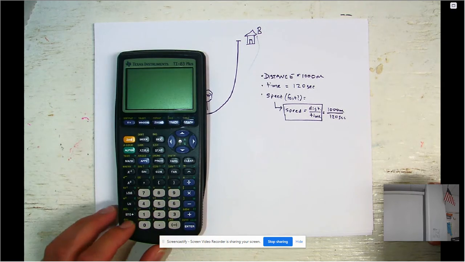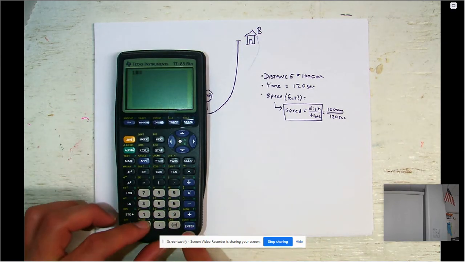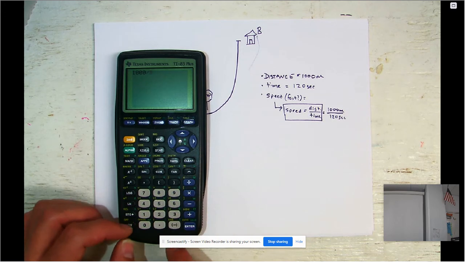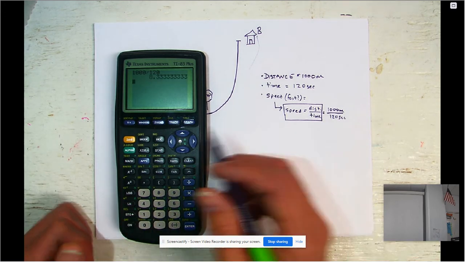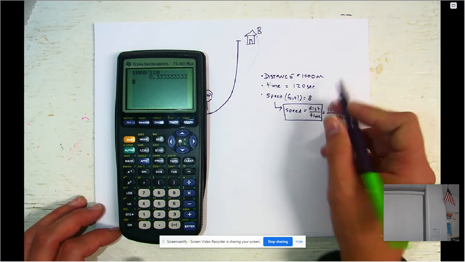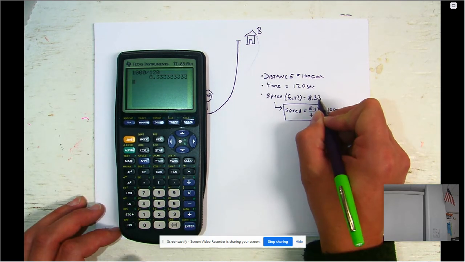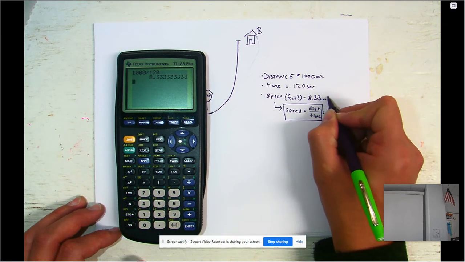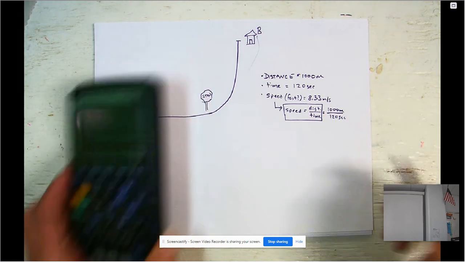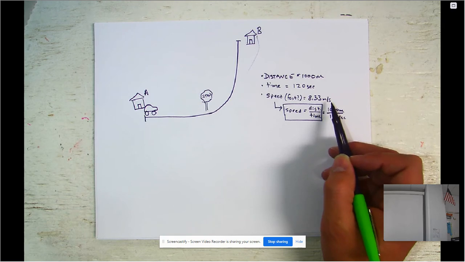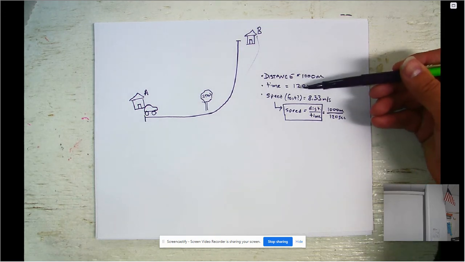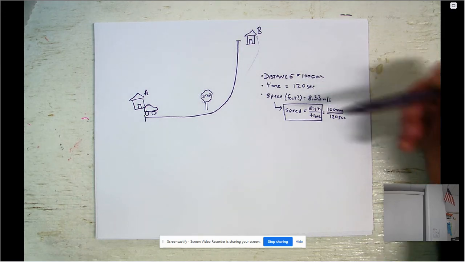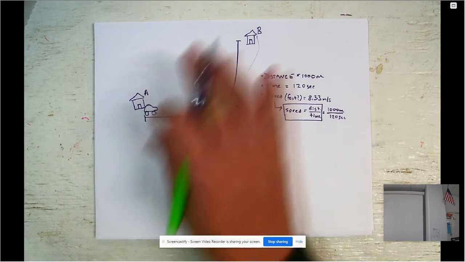So if we were going to calculate this, we would simply say our distance of 1,000 meters divided by the time that it took you to get there, which is 120 seconds. And so you'll notice we get 8.33, we can call it meters per second. The meters is distance, the seconds is time, so it's meters per second. So look at that. So far, we have distance, we have time, we have speed. We know how fast it took for you to go from here to here.